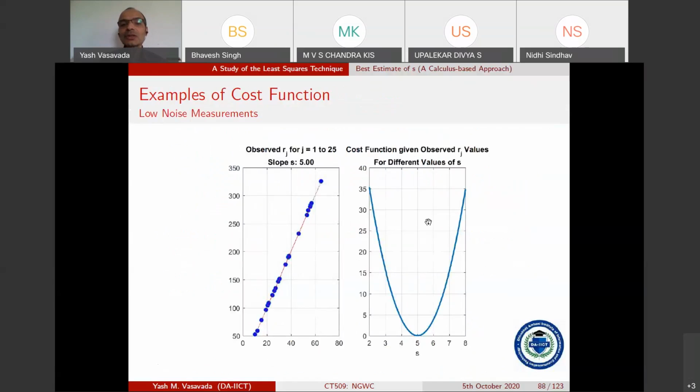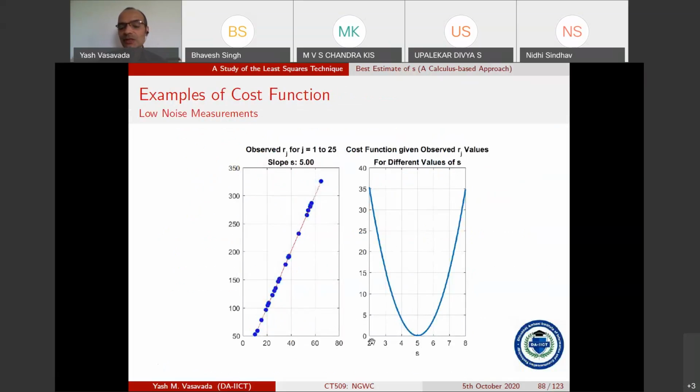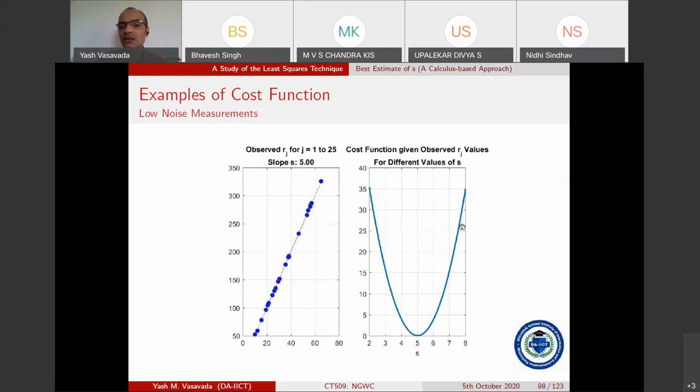So here, the actual value of S that I used to generate these blue dots was 5. And after generating these blue dots, the observations, I plug them in this equation. But I said that now I will pretend that I don't know S, and I will change S from some small value such as 2 to some high value such as 8. And for each value of S, I computed the mean squared error that was shown on the previous slide. And so this is how the mean squared error looks. This is the cost function. Obviously, it becomes 0 when S is actually 5, because that is when this red line is going to pass nicely through all the blue dots.